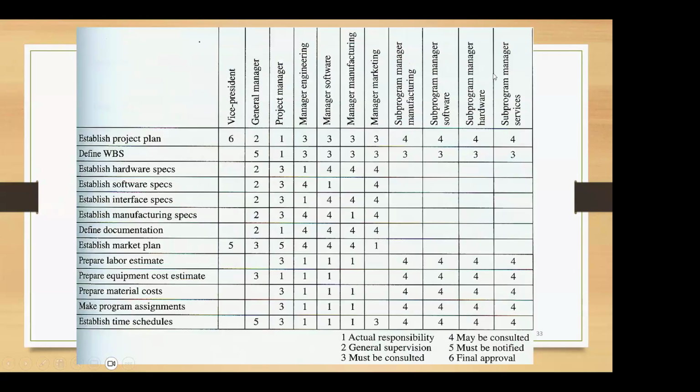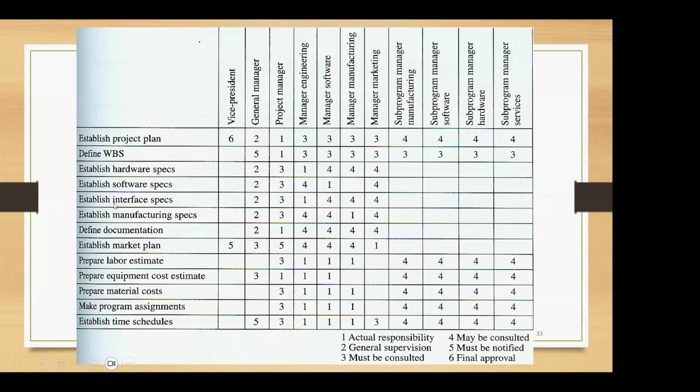So this is another way that we can develop the responsibility matrix. You have the elements of your WBS on the rows. You have the personnel on the columns. Here they have used a numbering system from 1 to 6. 1 is actual responsibility. 2 is general supervision. 3 must be consulted. 4 may be consulted. 5 must be notified. 6 is final approval. So based on what the role is, you will have who is going to be responsible and to what level.